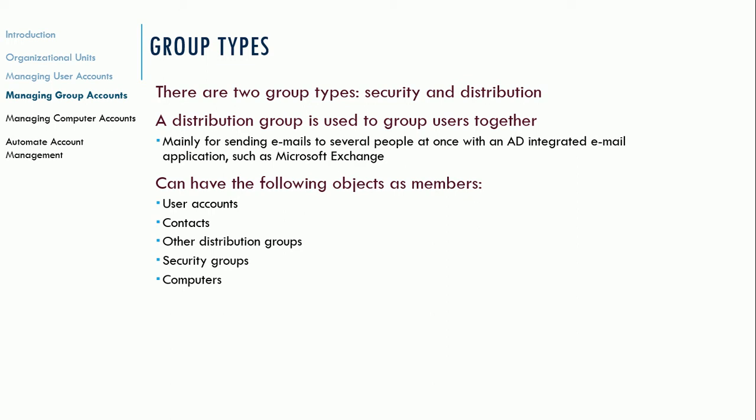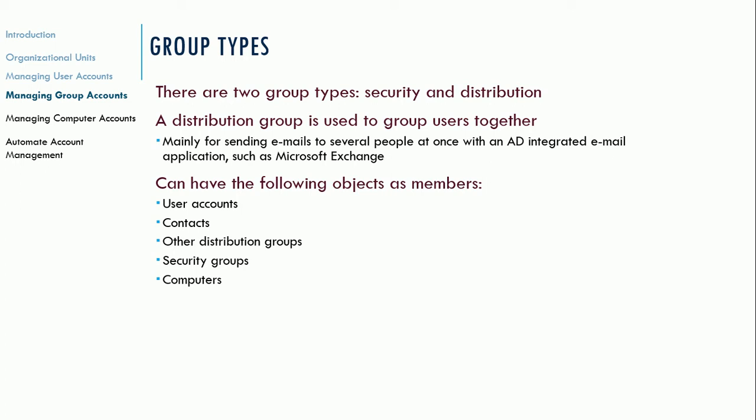There are different types of groups. So there are security groups and distribution groups. The distribution group is used to group users together mainly for Microsoft Exchange, if you're integrating your Active Directory with Exchange. If you're not using Exchange, then distribution groups may not be terribly useful for you. But that's the first type. But security groups are more common. We'll always use security groups with Active Directory.